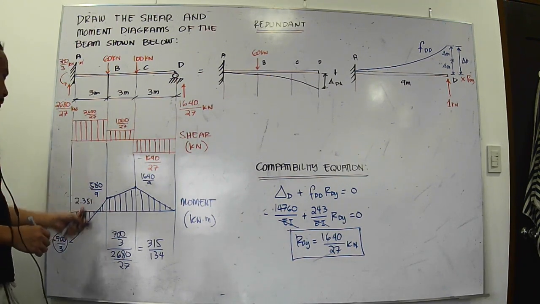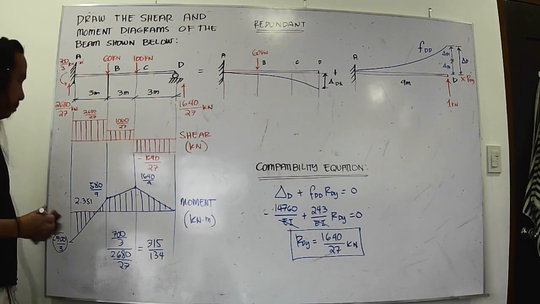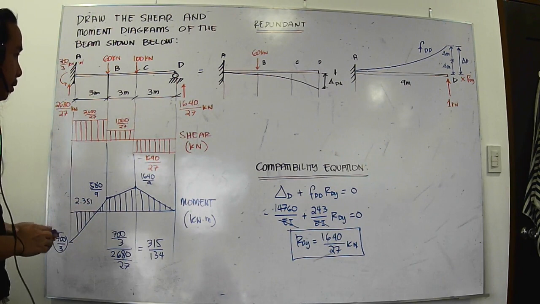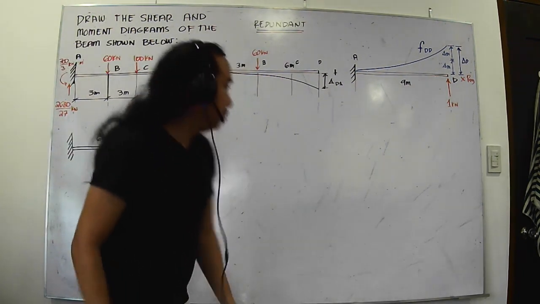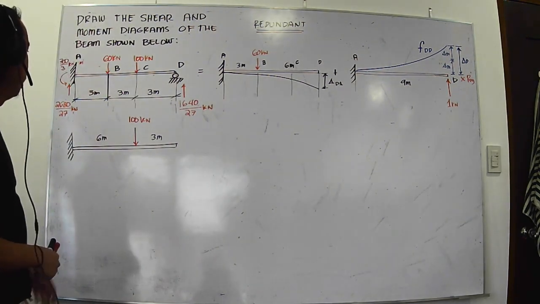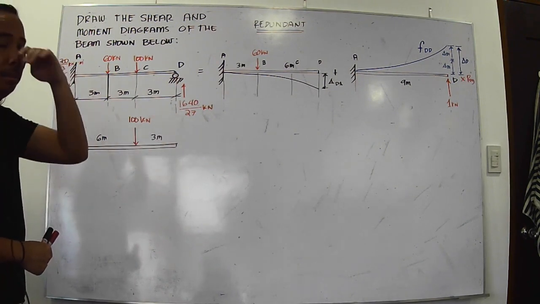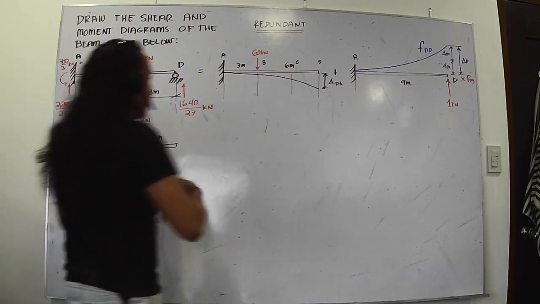Same thing, 580 over 9 divided by 2680 over 27. That's how you get the dimension there. Okay? That's how you solve for the zeros. This is just bonus stuff, okay? This is solved, but we want to test it further.